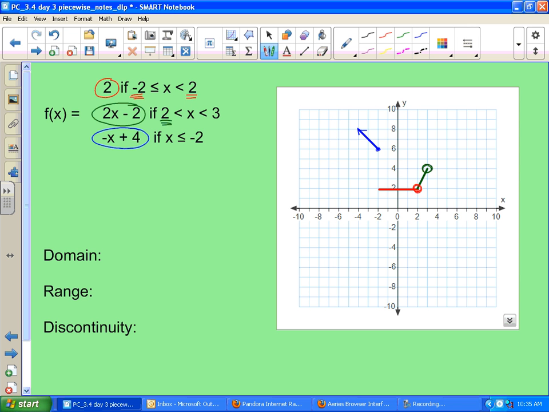So how do your graphs look in something like that? How many have it looking like that minus the circles? How many have 2 of those parts correct? All right.